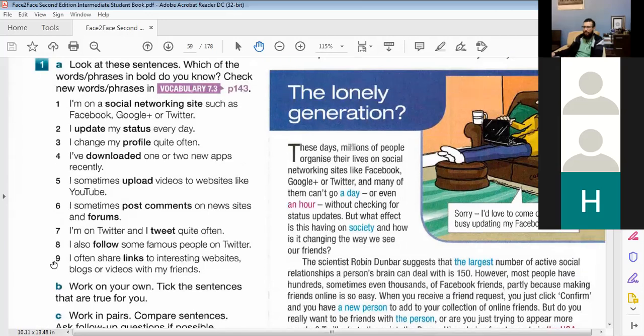So I want you to tell me which of these is true for you, and just tick the ones that are true. Let's start here with Sana. From this list, which of these are true for you?